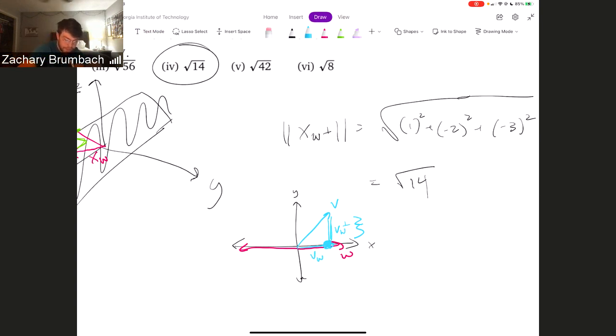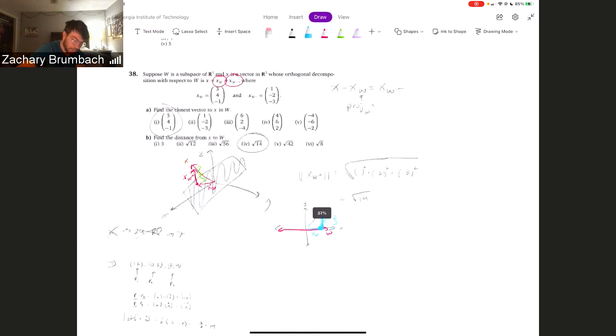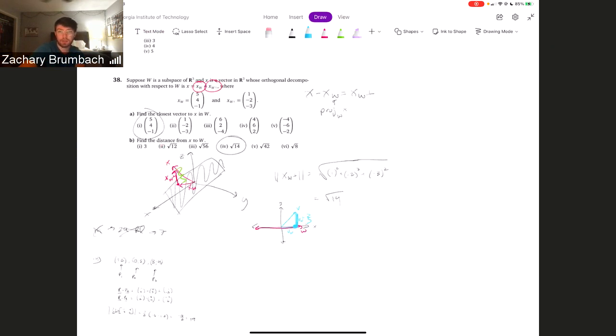So this distance here is just a number. It's just the y value. But in 3D, it gives us a vector, so we have to take the magnitude of that vector. Okay? Cool. So where were we? Question 7.